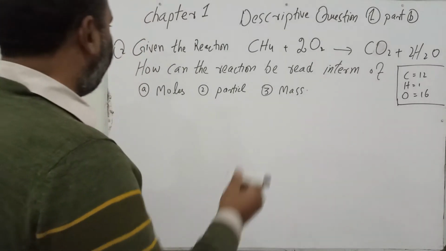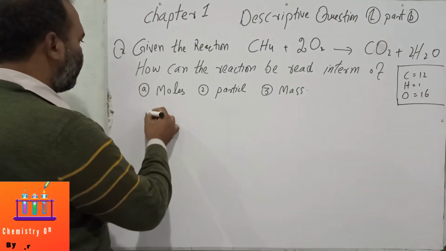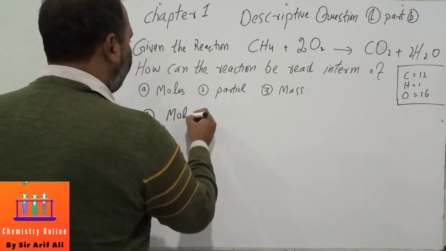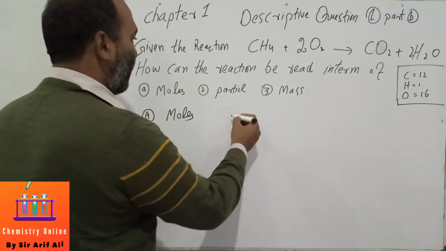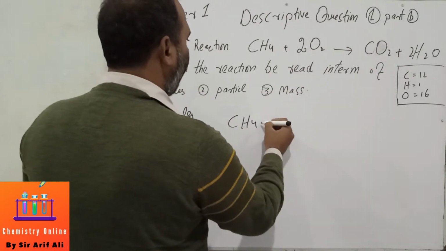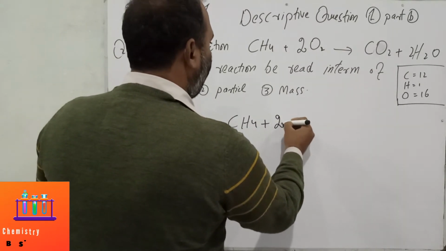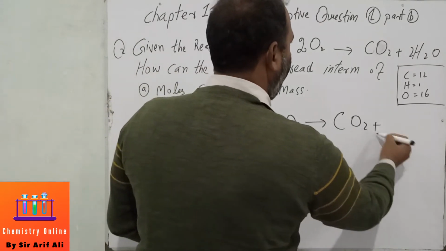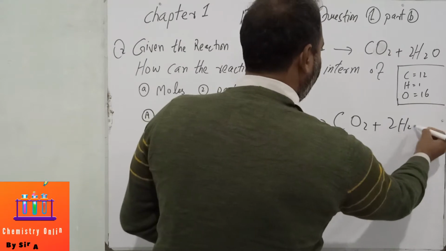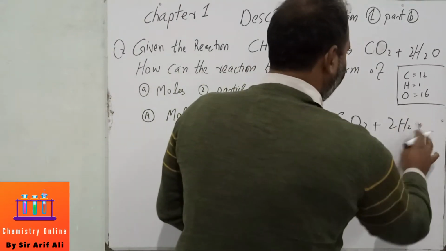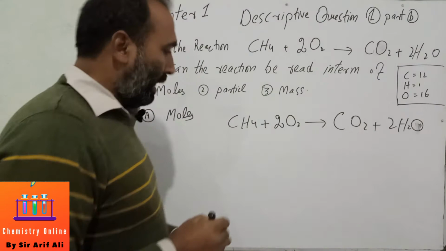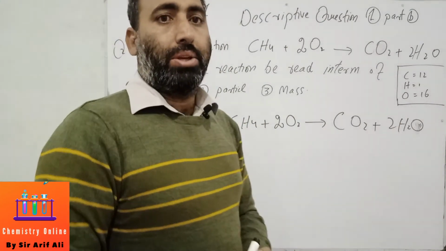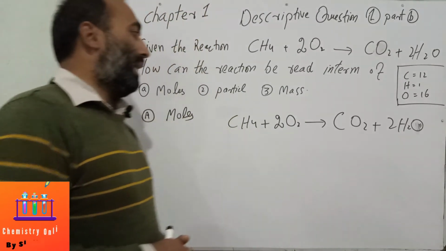So the first term, which is moles, reading a reaction in terms of moles is very easy. For example, this is CH4 which reacts with oxygen to produce carbon dioxide and water. Now the terms here and here are actually the moles. So it's quite an easy job.